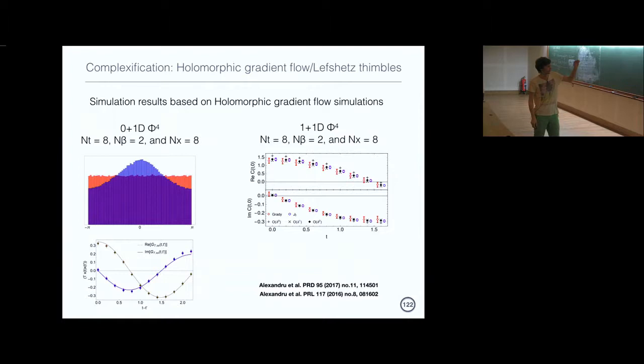So there's an anharmonic oscillator, and you can do something like 8 time steps. Now what this histogram shows is, I'd shown you the red thing before, which was the distribution of the phase of that action on the real manifold. But if you flow this, using this approach of holomorphic gradient flow, so you continuously deform your manifold, after some time what you get is this blue distribution of phases, and that's now something which you can actually use to compute something.